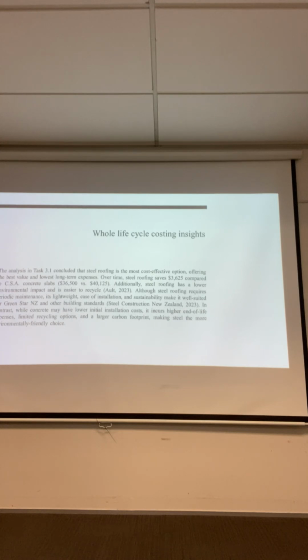Whole life cycle costing insights. The analysis in task 3.1 concluded that steel roofing is the most cost-effective option, offering the best value and lowest long-term expenses. Over time, steel roofing saved 3,625 compared to concrete slabs. Additionally, steel roofing has a lower environmental impact and is easier to recycle. Although steel roofing requires periodic maintenance, its lightweight, ease of installation and sustainability make it well suited for Green Star NZ and other building standards.